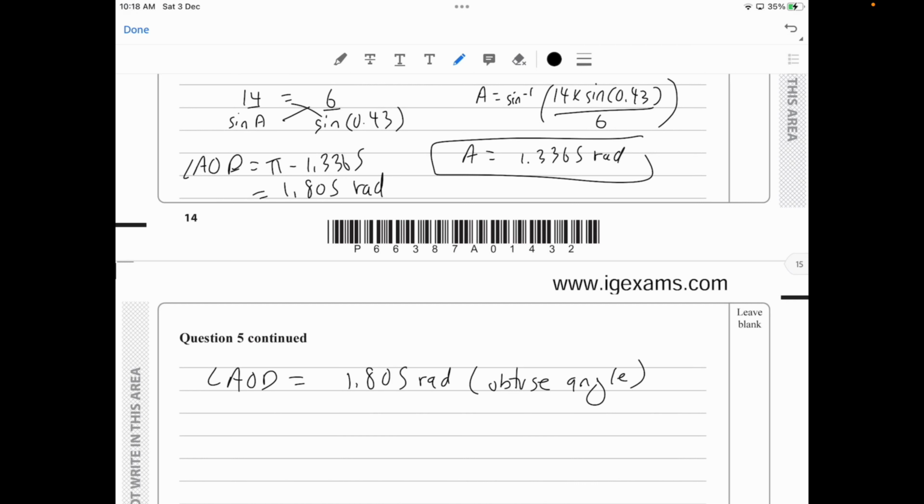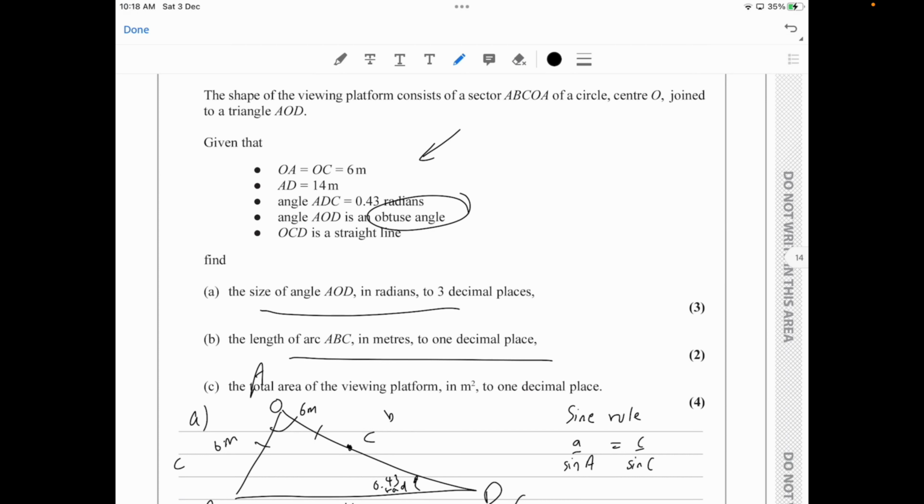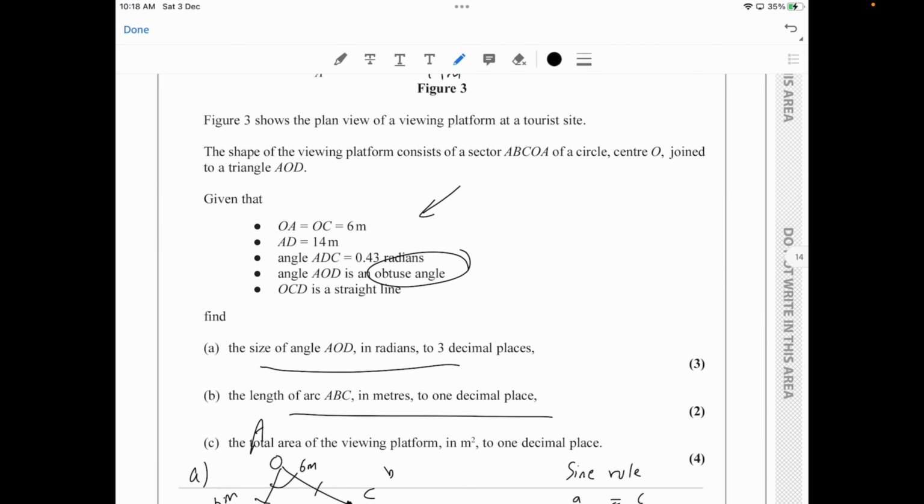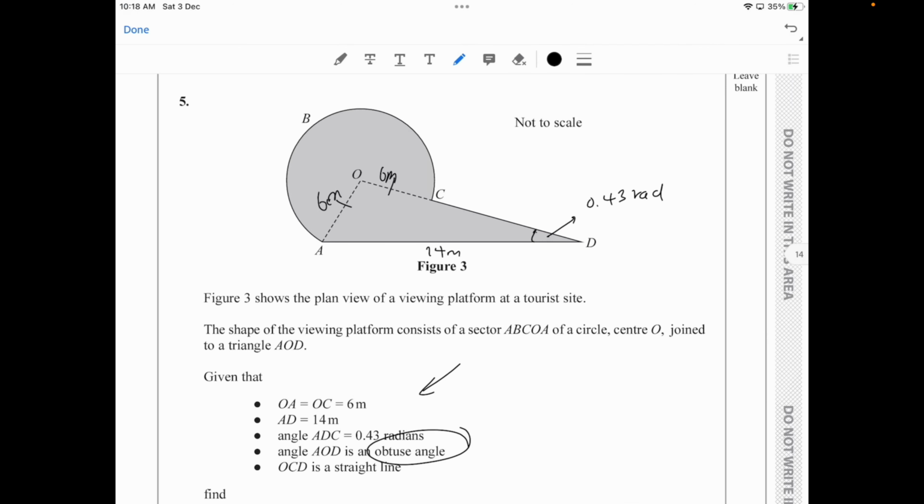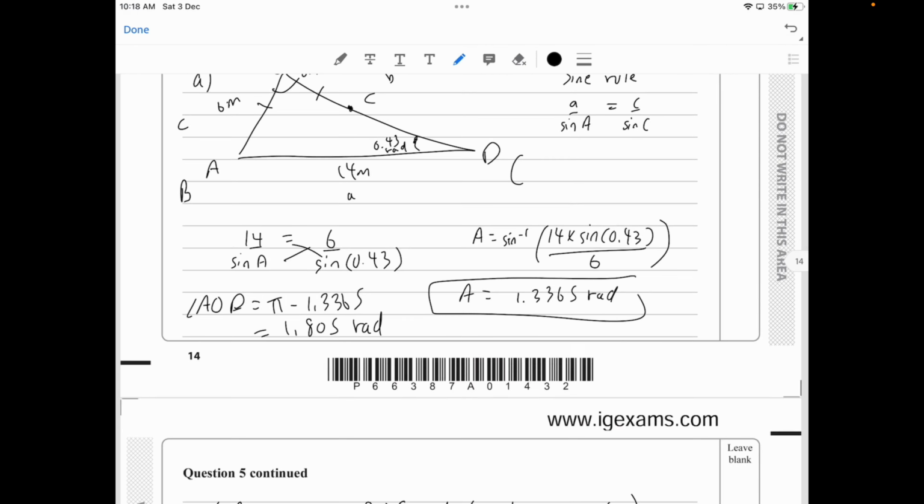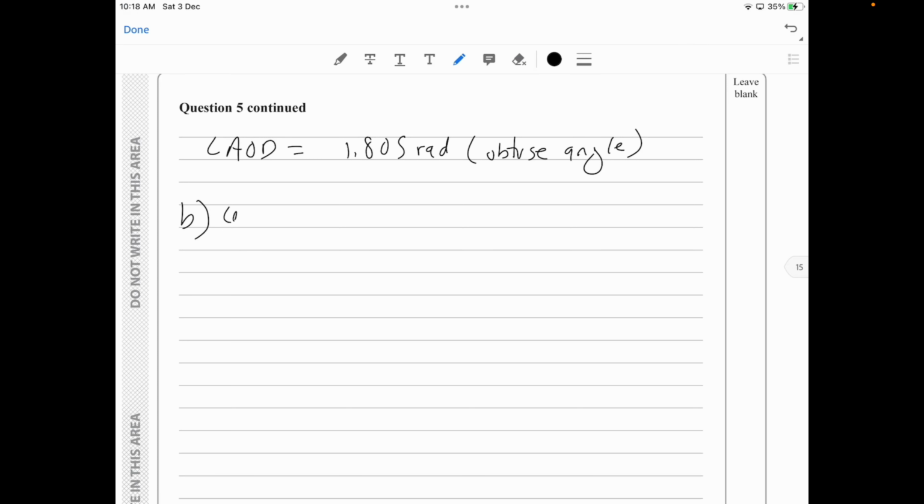Question B. What does question B ask us? The length of arc ABC in meters to 1 decimal place. So they want us to find the arc ABC. That's this portion over here. Remember, guys, this formula is very important that you know. The length of an arc is S equals r theta.